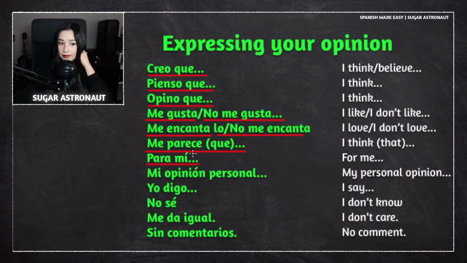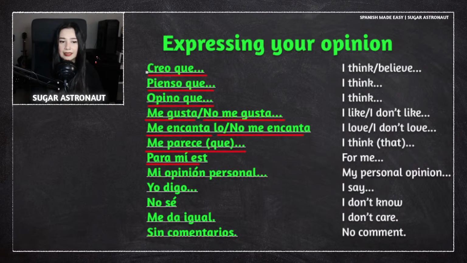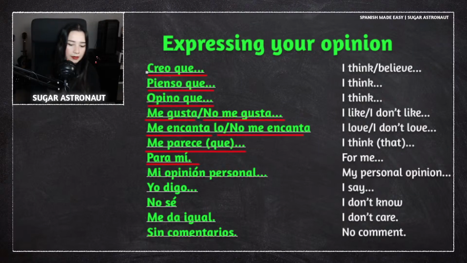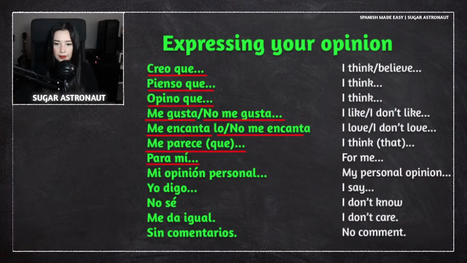Para mí, something easy, as we said before. Para mí está bien. This means for me, it's okay. It's correct. It's fine. It's good. Okay. Para mí está bien. So that's something that you can say as well. Para mí means for me. Okay. So that's something interesting for sure. Now the next phrase, mi opinión personal.